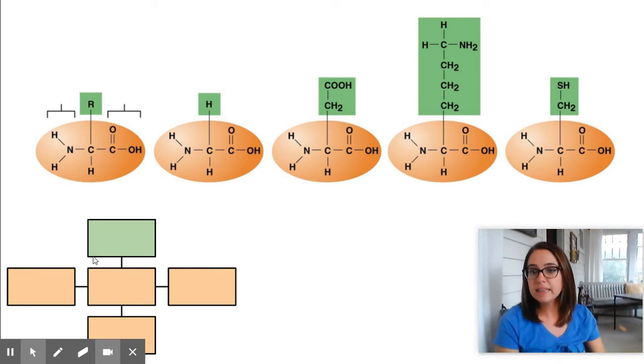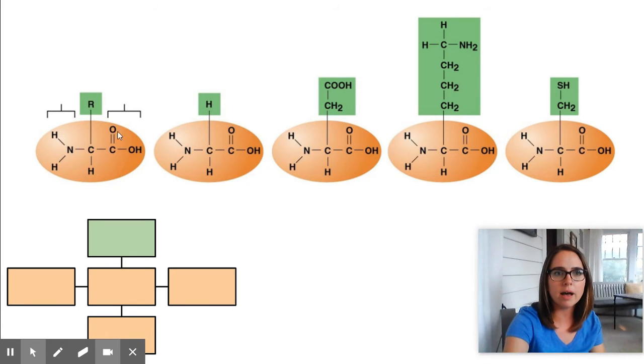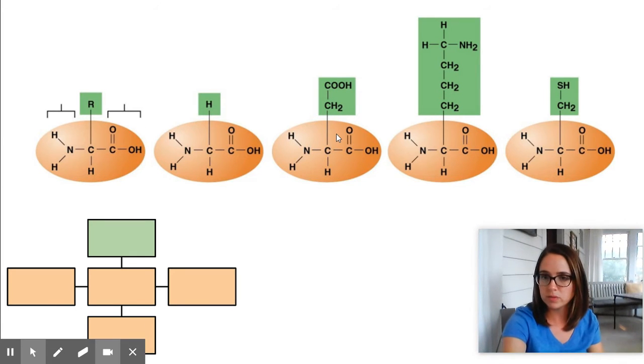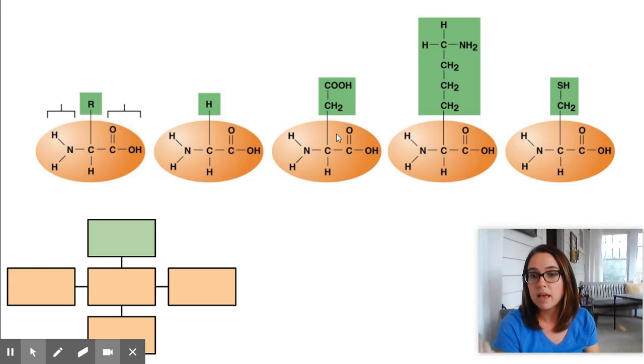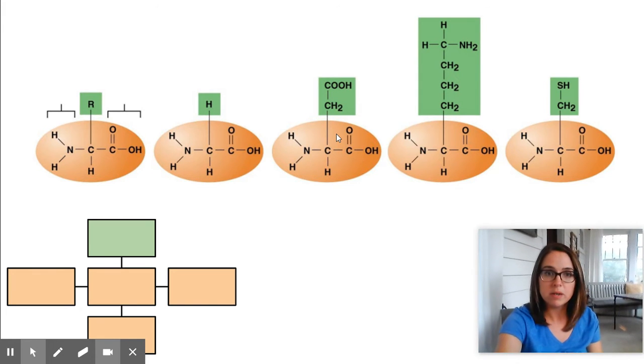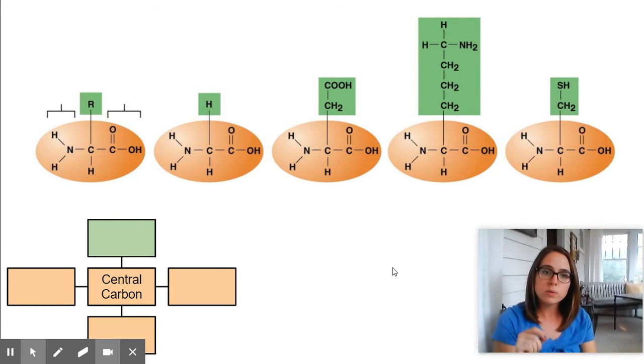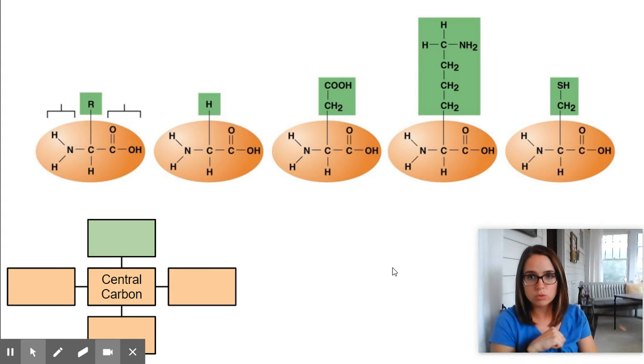And so in these 5 squares, we're going to represent what is going on in each of these molecules here, because each piece has a specific name. Now, every single one of these amino acids first starts off with a central carbon, right? And so you can see that every single one of these here, they actually have their own central carbon. So in that middle box, I want you to write central carbon.